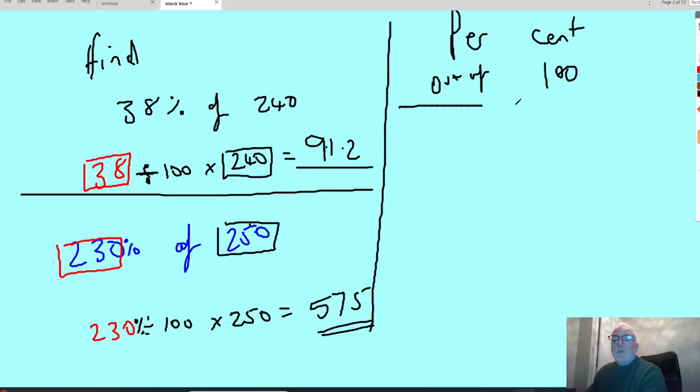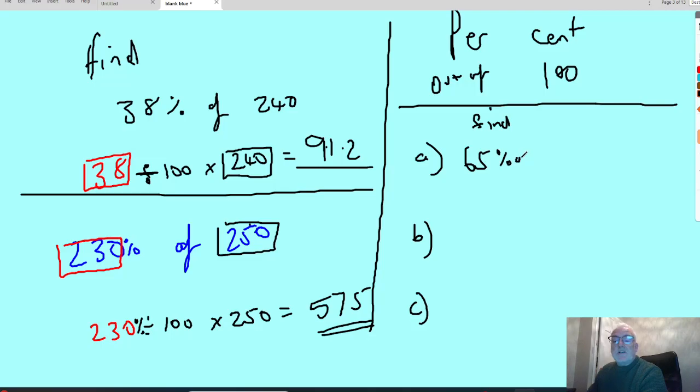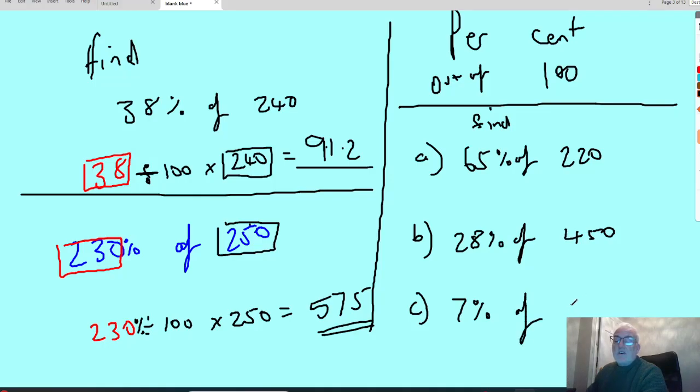Give these a go. Pause the video. Once you've had a go, come back and check the answers. So, can you find 65% of 220, 28% of 450, and can you find 7% of 25? Pause the video, have a go.